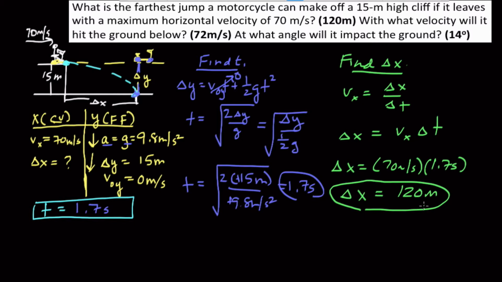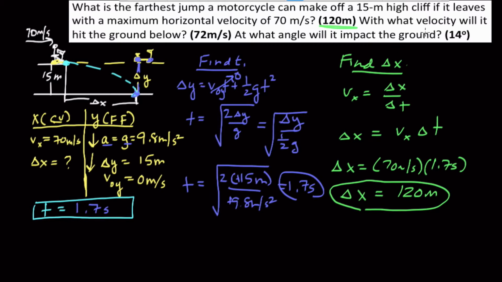Could I get it to go farther? Sure. I just have to make it take longer to hit the ground, and it would go farther. I could have it jump from a higher cliff. I don't know how the motorcycle rider would do when he landed on the ground if he went off a higher cliff, but I could. If I wanted this to go even farther, I could fire it from a higher height, and you can do that if you want. You can see, well, how far would it go if I upped this 5 meters or 10 meters or whatever? But right now, off a 15-meter cliff, it's going to go 120 meters if it starts at 70 meters per second. So I've done that. This is done.